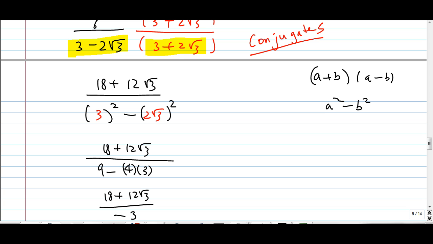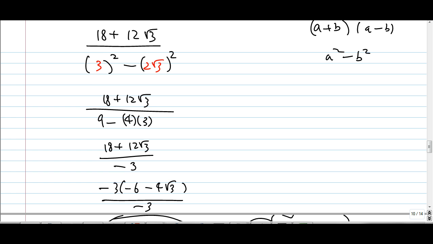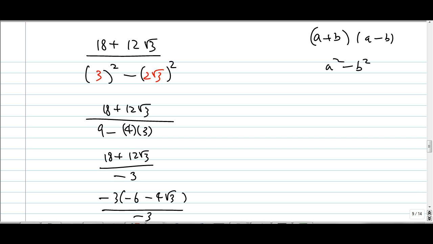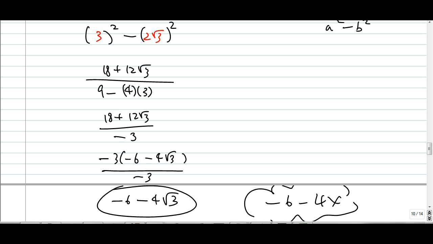Why not? You're right, I'm not quite done. Always what? Simplify. Yes. What can I do here? You can factor the negative 3. Yeah, I could factor the negative 3 from the numerator, right? Because remember, if you have a common factor, you want to cancel that with the denominator. So if I factor out the negative 3 from the top, don't I get negative 3 times in quantity negative 6 minus 4 rad 3? Yes? And then when I cancel out negative 3 and negative 3, what do I get? Negative 6 minus 4 rad 3.